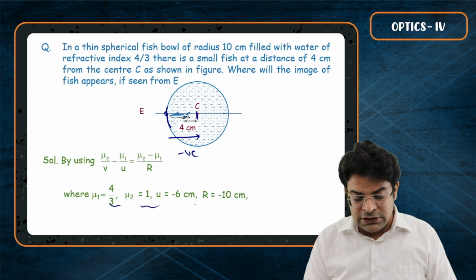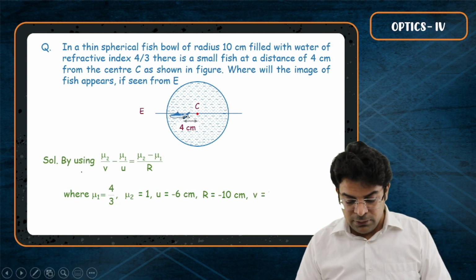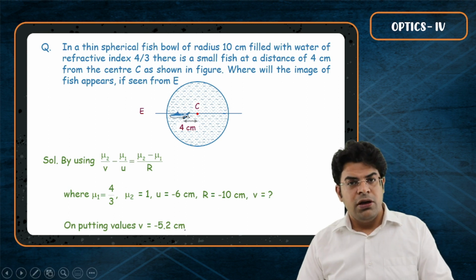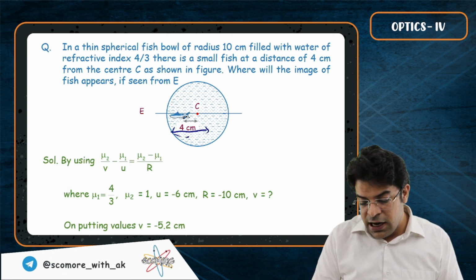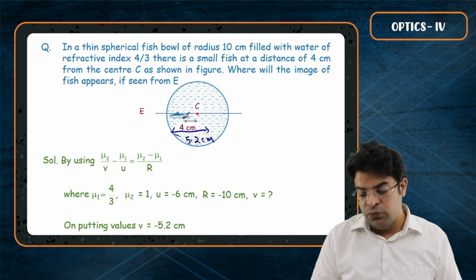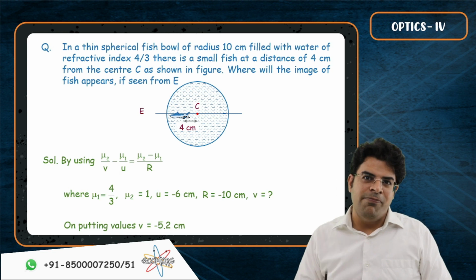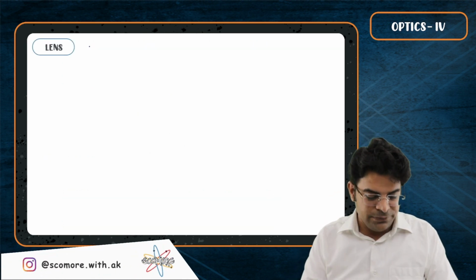And once you substitute everything in the formula and solve, you will get v comes out to be equal to minus 5.2. Minus 5.2 tells me that it is in this direction at a distance of 5.2 centimeter. Now let's move on and start the best topic in optics, and that is talking about lenses.